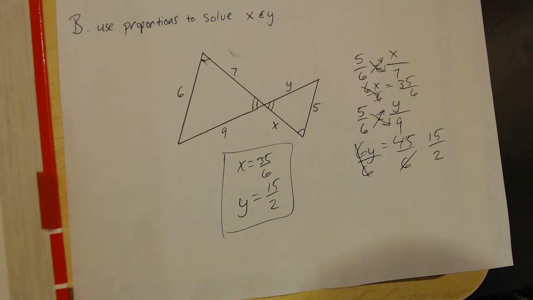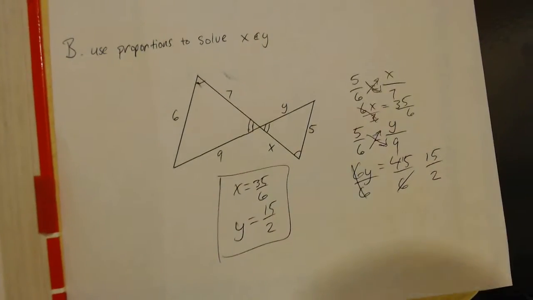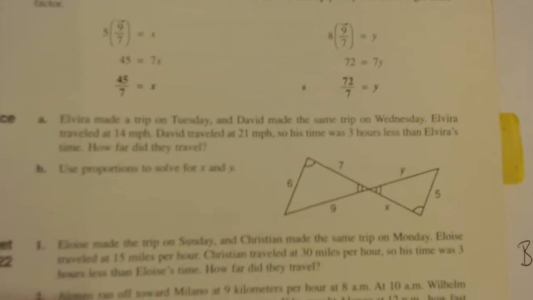That's that. It's a little bit faster than a scale factor, or if proportions are hard for you, maybe the scale factor is easier. But proportions are very, very useful. Now, to uniform motion problems with equal distances.